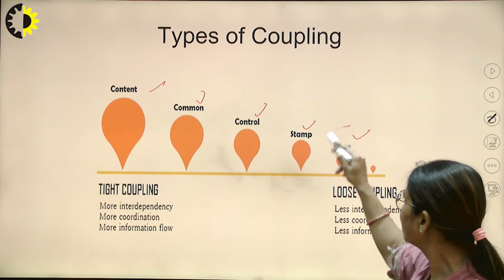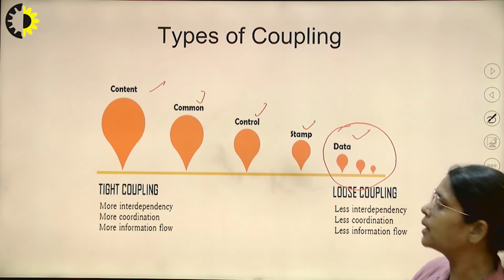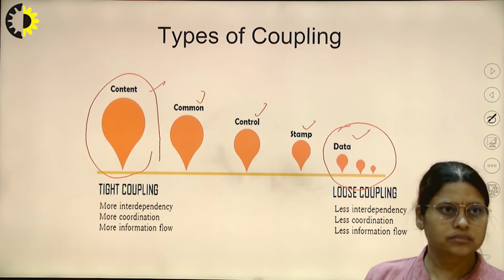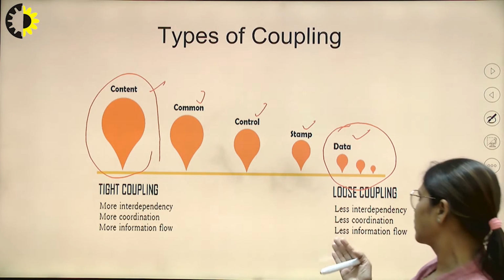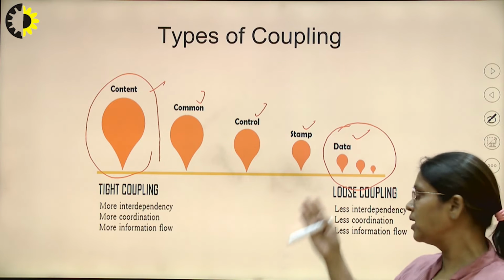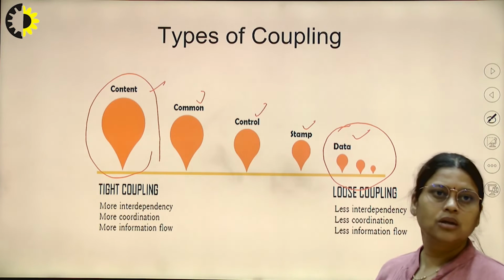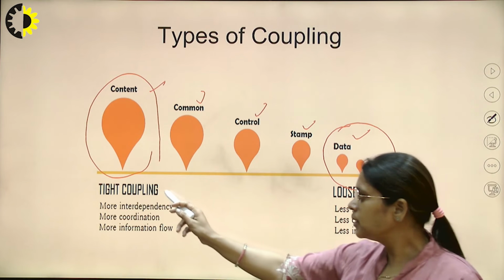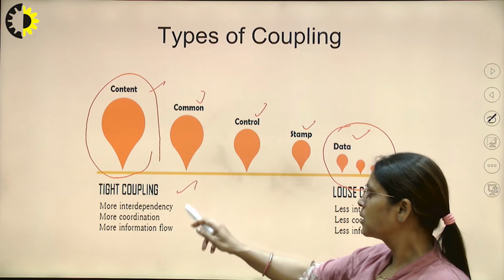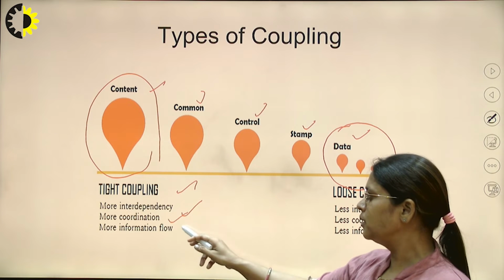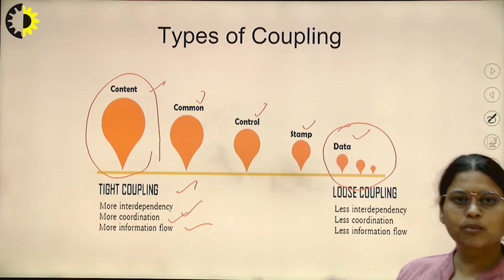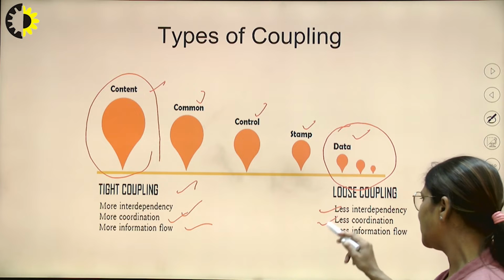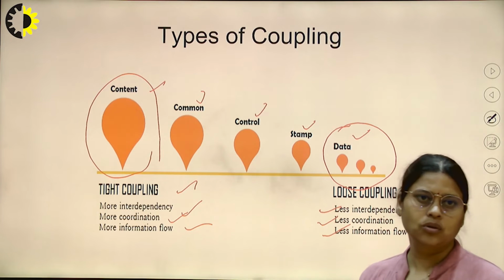This end is the type of loose coupling, and this end is high coupling. At the time of designing, we have to follow loose coupling instead of high coupling, because tight or high coupling means more dependency, more coordination, and more information flow from one module to another. In loose coupling, there is less interdependency, less coordination, and less information flow.